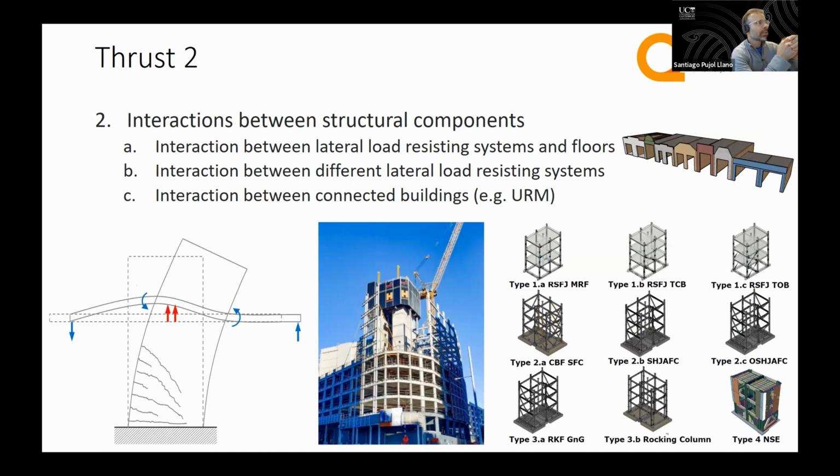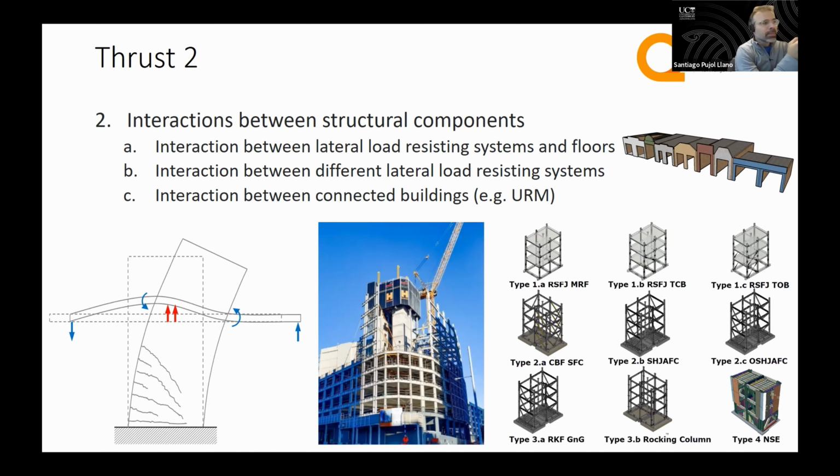Thrust 2, again, is about the interaction between the different structural components. And here we can mention the interaction between the lateral load resisting system and the floors, like Rick has mentioned. Then the interaction between the different lateral load resisting systems themselves, and the interaction between connected buildings. And by the way, something that was brought up in the workshop is that very commonly we're told now designers are using mixed systems or hybrid, if you will, systems where maybe the gravity system is steel and then there's a concrete wall that provides lateral stiffness.